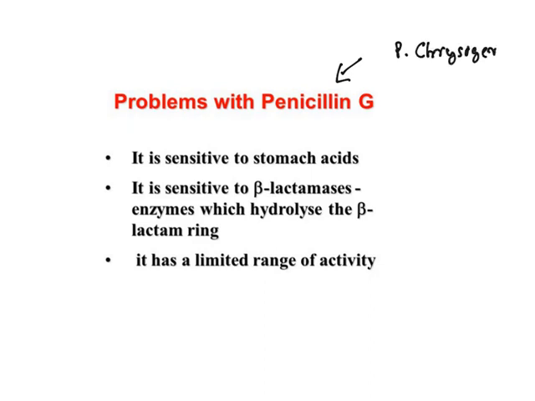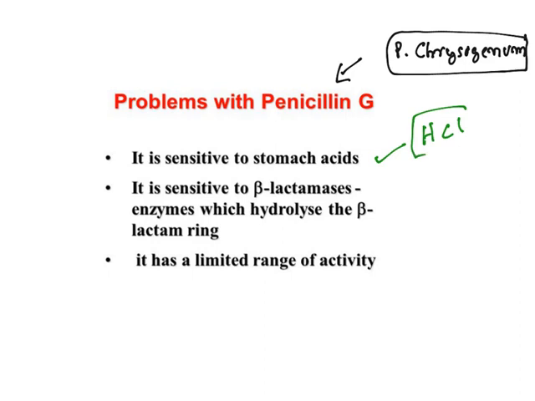chrysogenum or Penicillium notatum, a fungal species. Now at the beginning penicillin G was used, but there are certain problems with penicillin G. The problems are, it is sensitive to stomach acid. That means in presence of HCl, the pharmacophore beta-lactam ring was cleaved and it was showing no action. So it cannot be taken through the oral route.